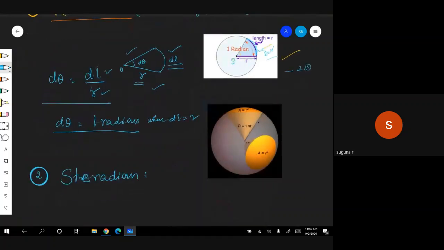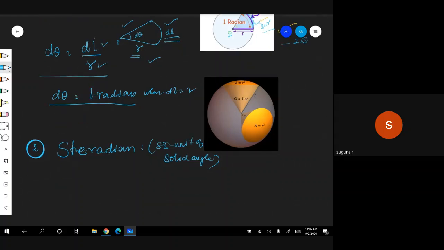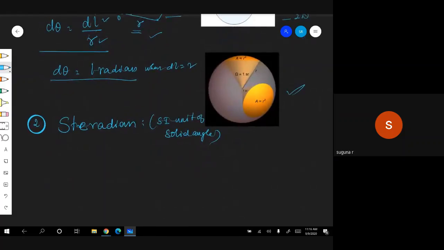Because these two things are new to you, that is why I am defining them. Steradian is the SI unit of solid angle. It is difficult to visualize, that is why I have taken a picture also here. The definition is also new to you, that is why I am giving it. What is steradian? It is the SI unit of solid angle.